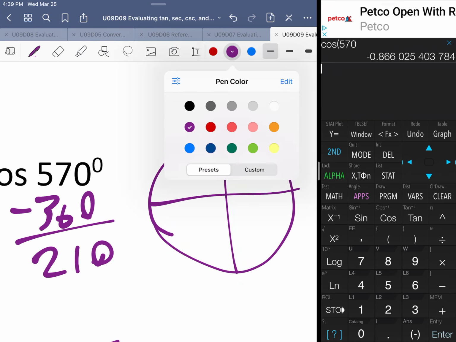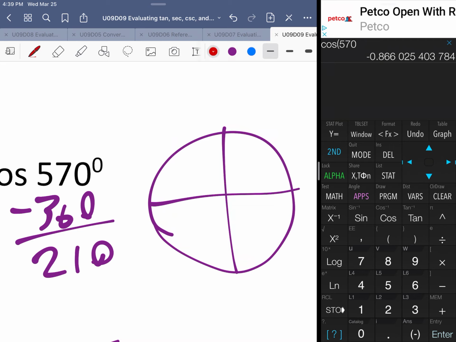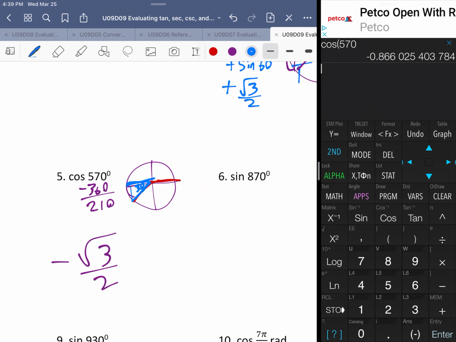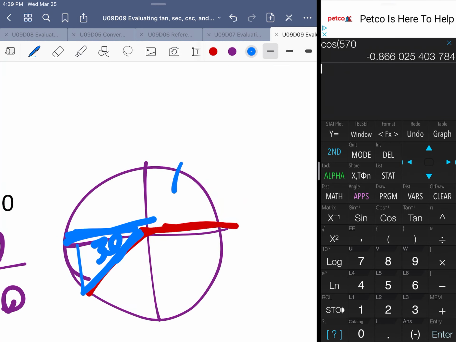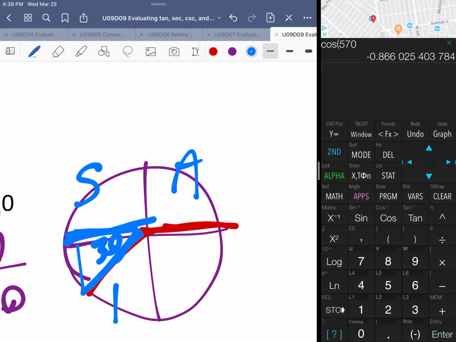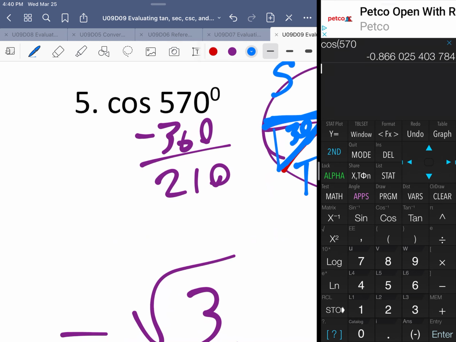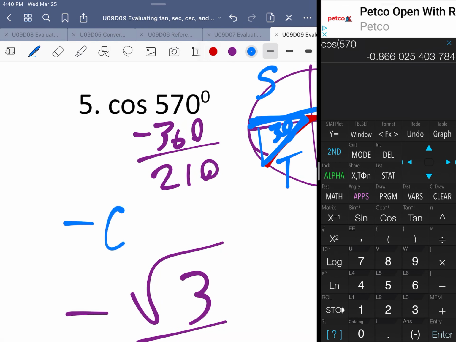210 is in quadrant 3. Our reference angle is made with the x-axis and our terminal side. So this is a 30-degree reference angle, which is why this worked out the way it did. And by All Students Take Calculus, cosine is not positive in quadrant 3. So we could have written this as negative cosine of 30 degrees.